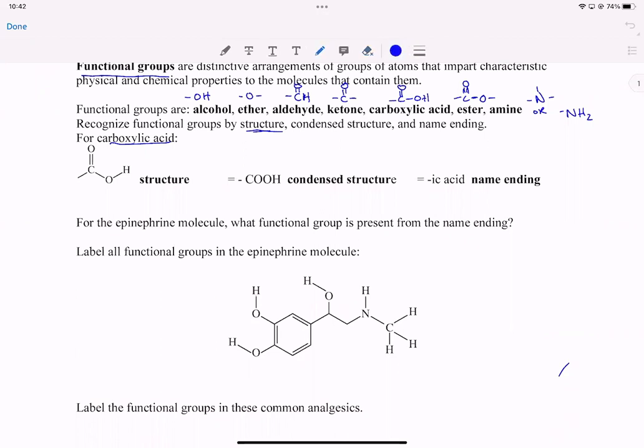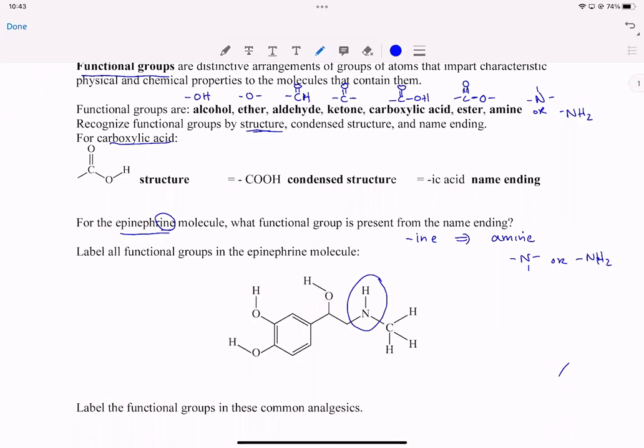Okay, so this molecule is called epinephrine, this molecule right here. And from the name ending, so that's what's at the right side of the name, what functional group is present? So the name ending is INE. So when you have an INE name ending, that means you're looking at an amine. And so there must be a nitrogen in there. There must be a nitrogen or some NH2 group in there. Okay, so let's look at the structure and see if we can find it. Well, yep, here it is.